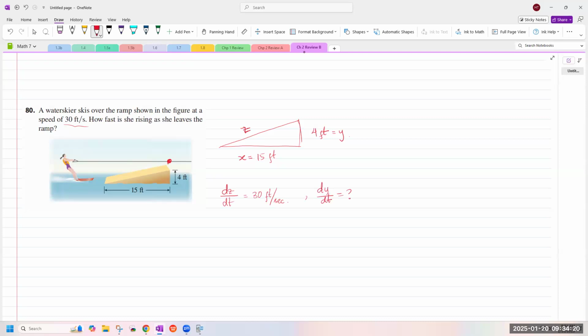Use the Pythagorean theorem again. So z squared equals x squared plus y squared. So 2z dz/dt, the derivative with respect to time, plus 2x dx/dt, plus 2y dy/dt.